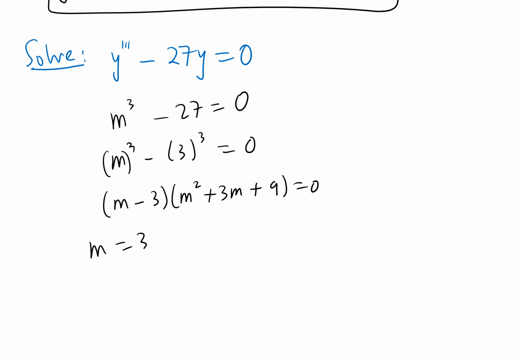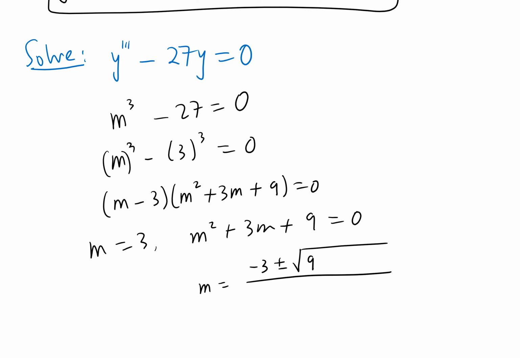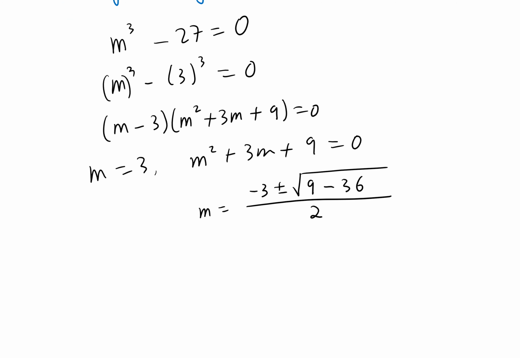m equals 3, or m squared plus 3m plus 9 equals 0. We need the quadratic formula for this: negative b plus or minus the square root of b squared minus 4ac, over 2a. Negative 3 plus or minus the square root of negative 27, which is 3i square root of 3, all over 2, which I like to write as negative 3 halves plus or minus 3 halves i square root of 3.